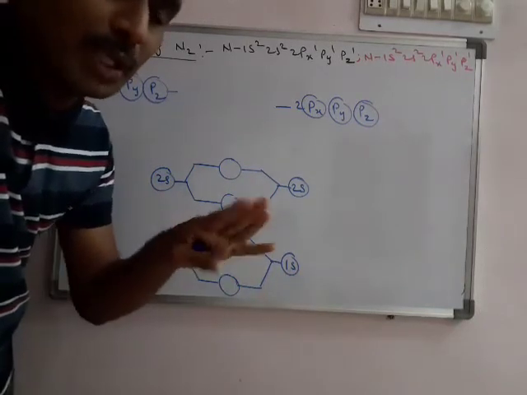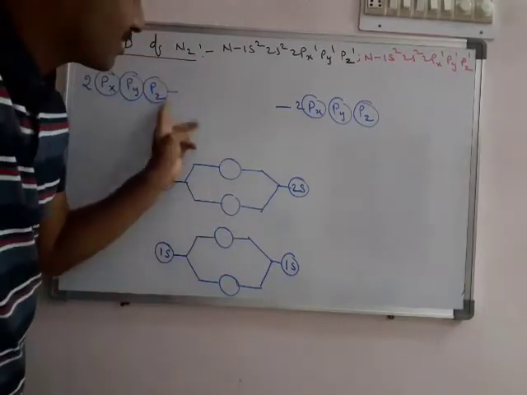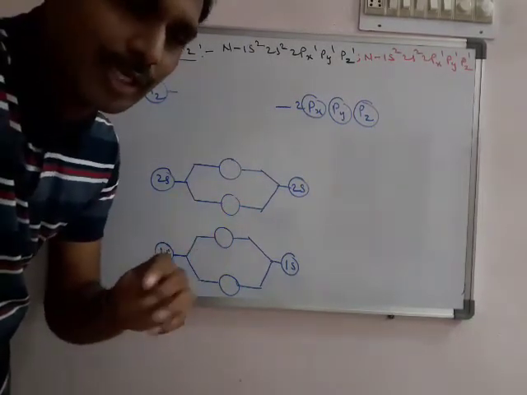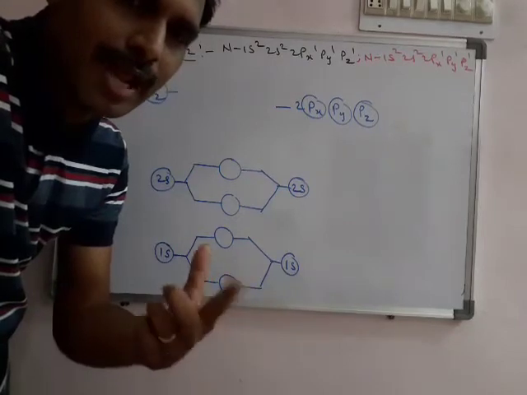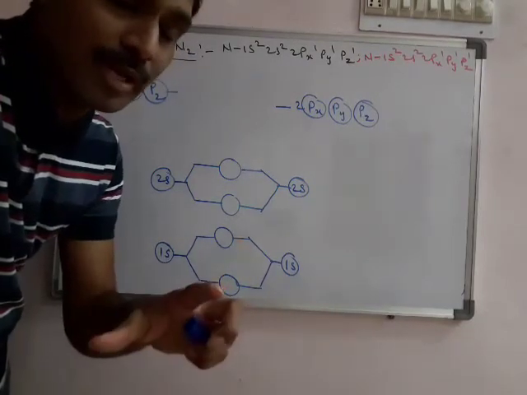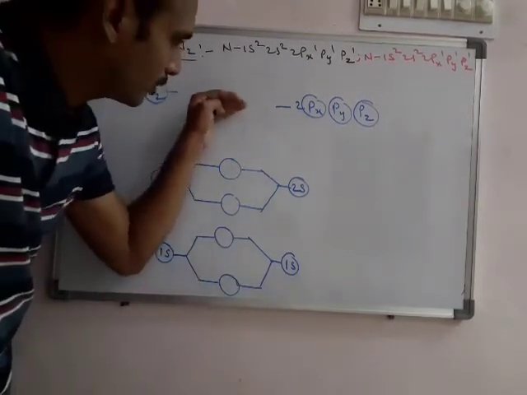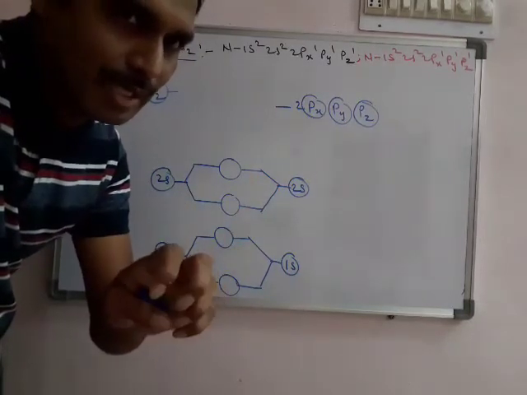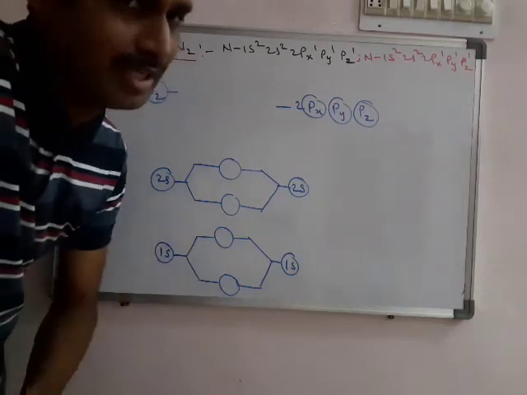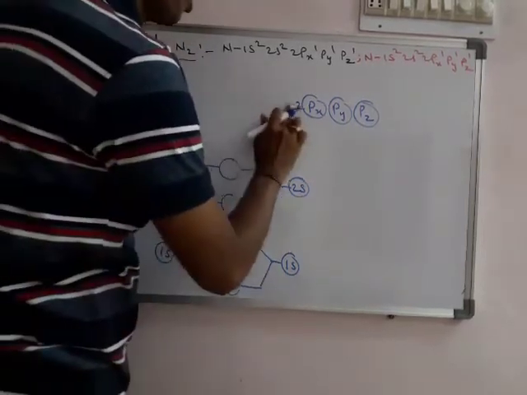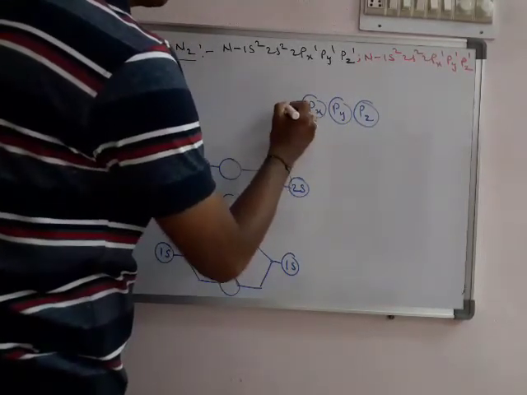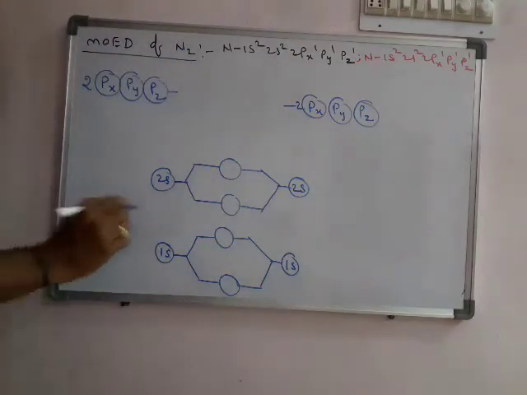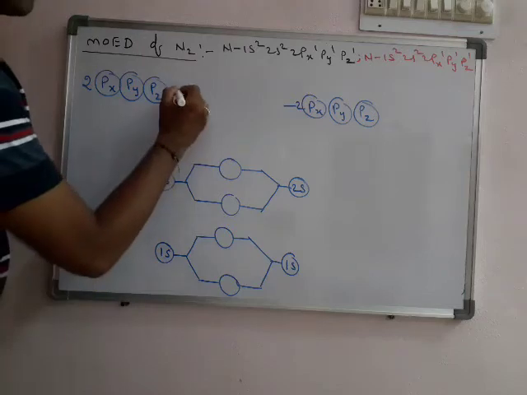Take the important one. In the lower level, the first one is sigma. The next two are pi bonds. So the two pi's have the same energy, and the one sigma has a different energy. We already know the configuration. Here, how many electrons in total? 7 plus 7, 14 electrons. So we need to take the 14-electron configuration.